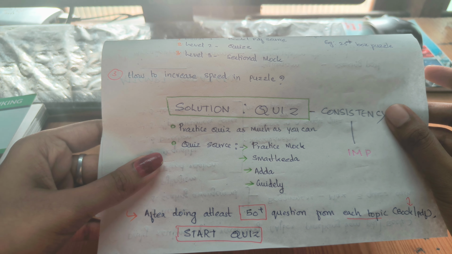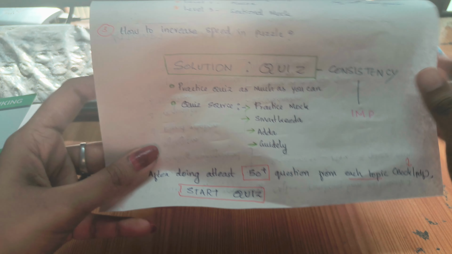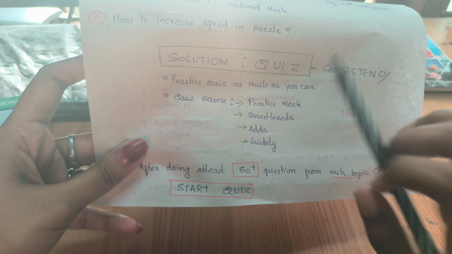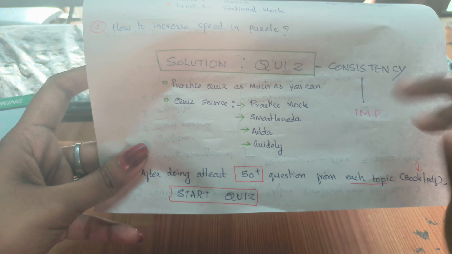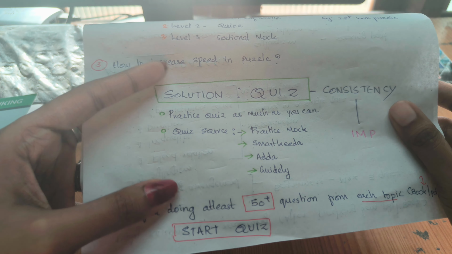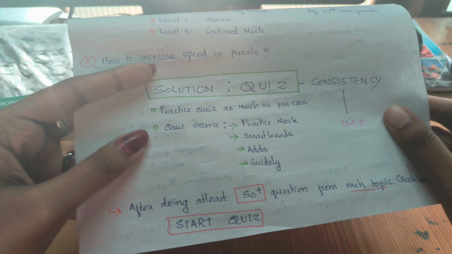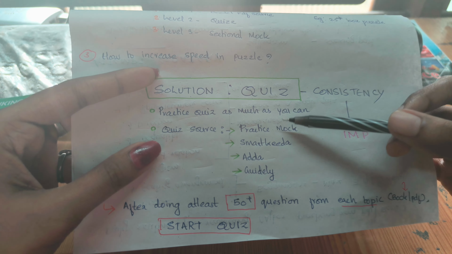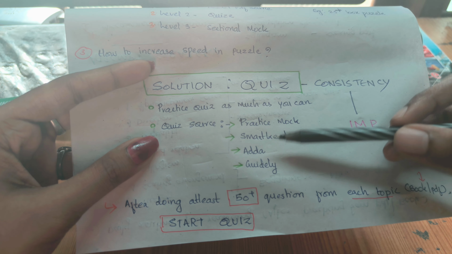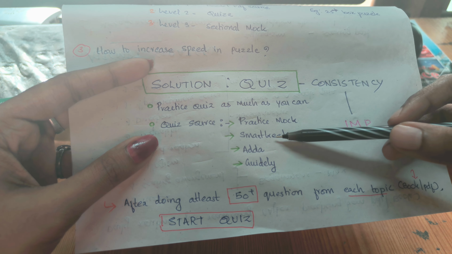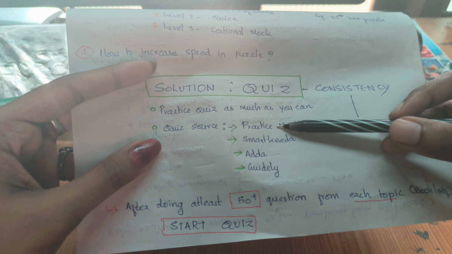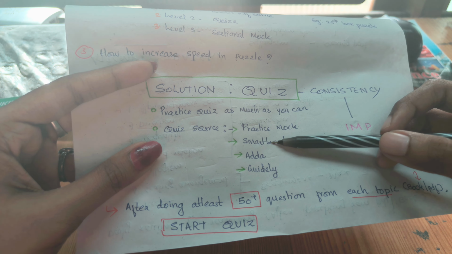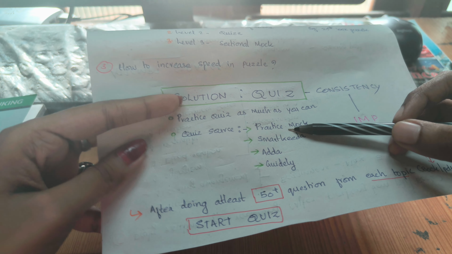What are the good sources for quizzes? Let's discuss. So the only solution for increasing speed in puzzle is doing quizzes. You need to do quizzes consistently for increasing your speed. I will share some sources which are best for quizzes: Practice Mock, SmartKida, Ada, Guidely. These are the best sources for quizzes. You can practice quizzes from there and do it regularly for improving your speed.